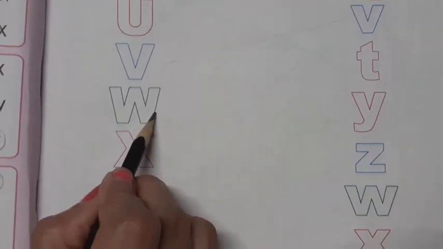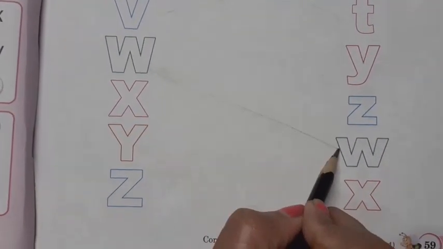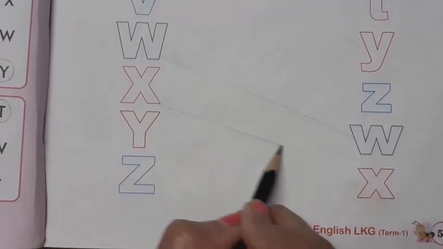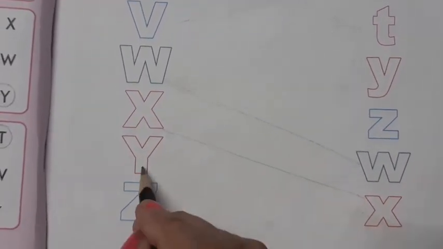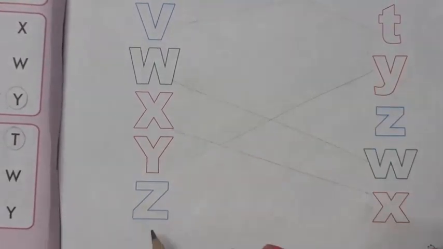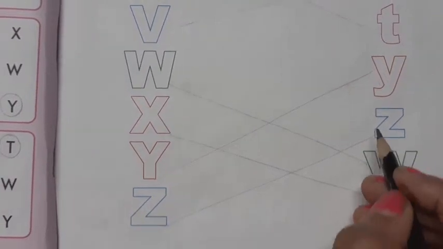Capital V, small v. Let's match capital V with small v. Capital W and small w. Let's match capital W with small w. Capital X, small x. Let's match capital X with small x. Capital Y, small y. Let's match capital Y with small y. Capital Z, small z. Let's match capital Z with small z. Now let's trace the letters.